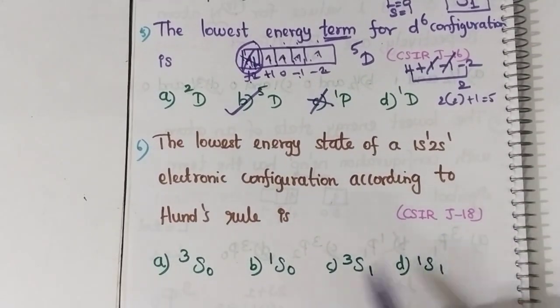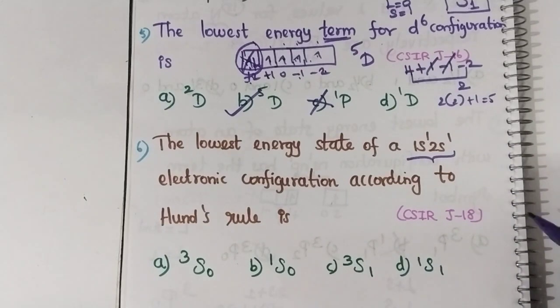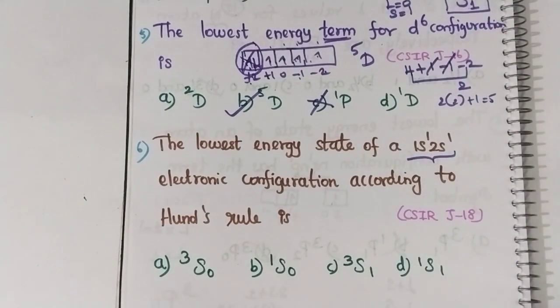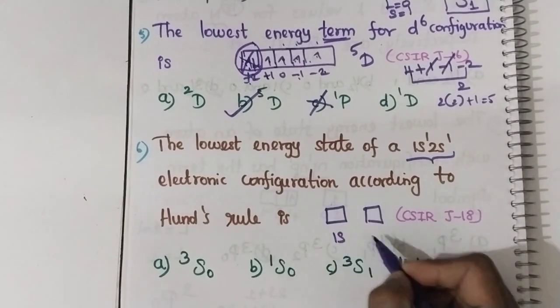Now see this question. The lowest energy state of 1s1 2s1. Already we have calculated for 2s1 3s1. Here it is 1s1 2s1. Same value you will get.